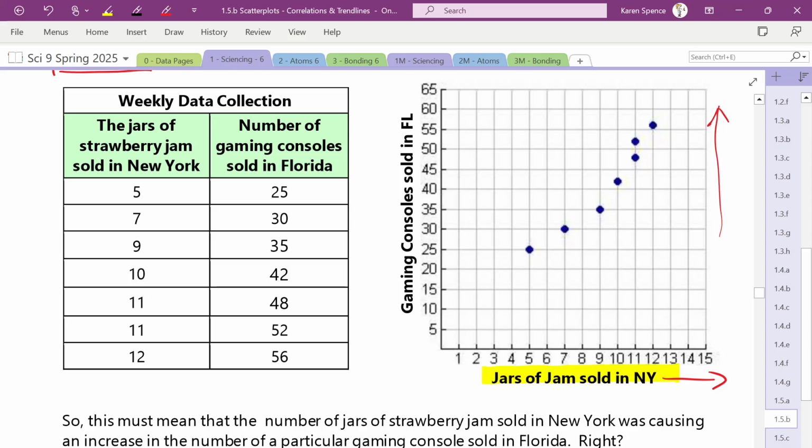What's likely is, and you can draw your trend line in there, what's likely is something else is probably making both of them go up. Have a little think about that and see if you can think of something that might make sales of jam and sales of gaming consoles both go up at the same time. Maybe what?